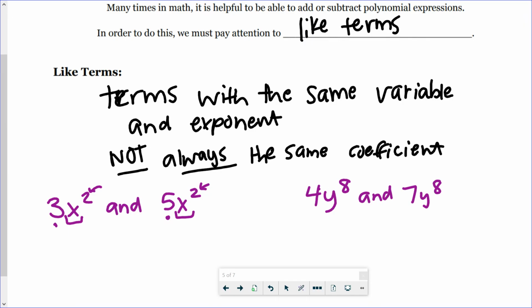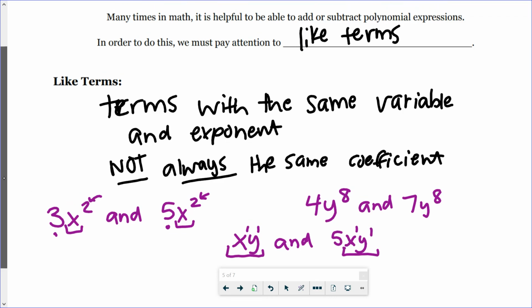And sometimes we have situations where we have multiple variables at a time. So if I had something like x and y together, that would be a like term with 5xy. Okay, because they both have one x and one y with a secret exponent of 1. Okay? So some examples of like terms for you.